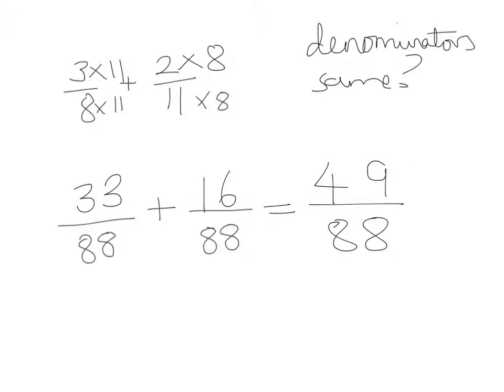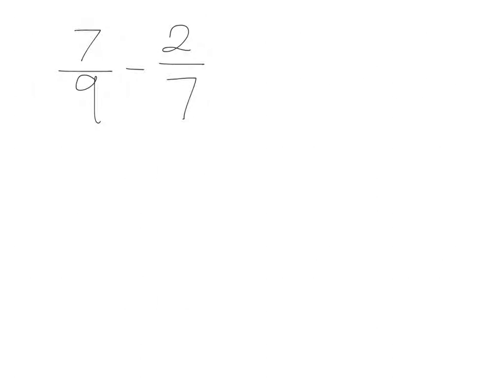Let's try another example. Okay, I'm subtracting this time, but this question is still the same. Are the denominators the same? Well, they're clearly not the same. I need to make them the same, which again, I can go through my 9 times table if I want, and my 7 times table, etc. It will take quite a while, but I will get there eventually.